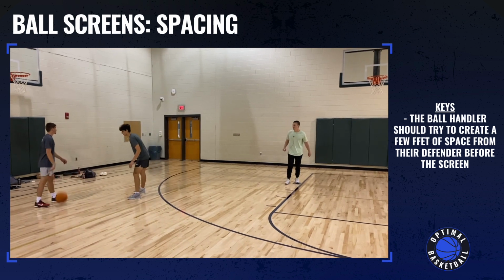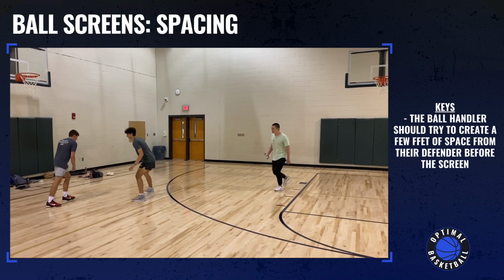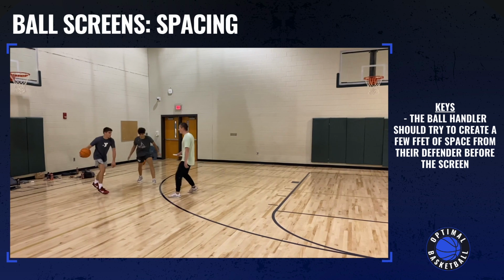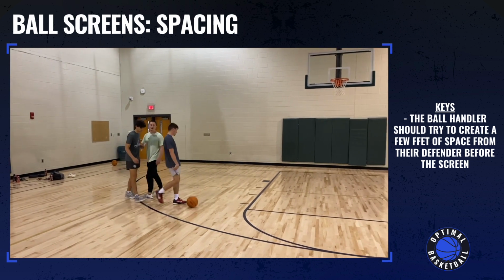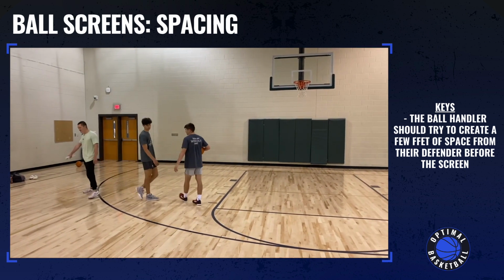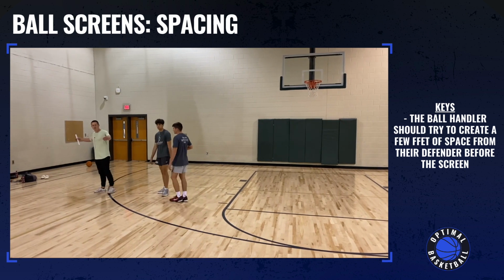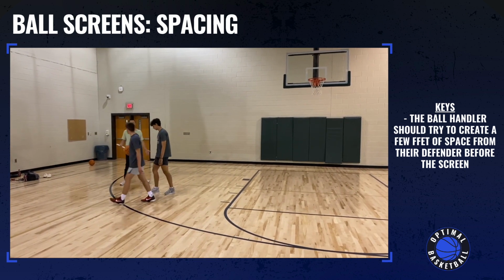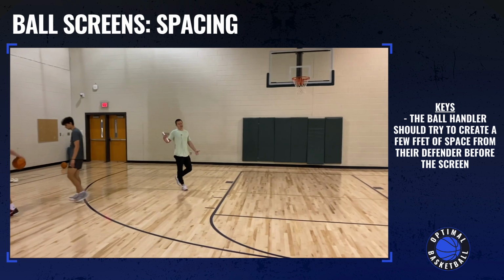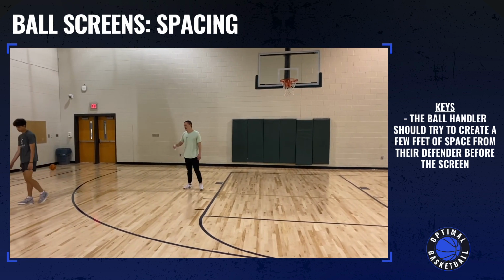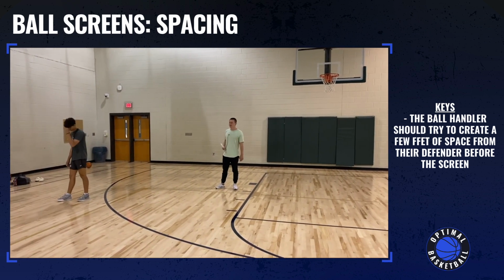So we're going side ball screen. The offensive player is working the basketball to create space. And now, because Brock brought his defender down and created some space from his defender, now he's got an advantage going into it. Sometimes this works, but you're not really making an advantage going into the screen.